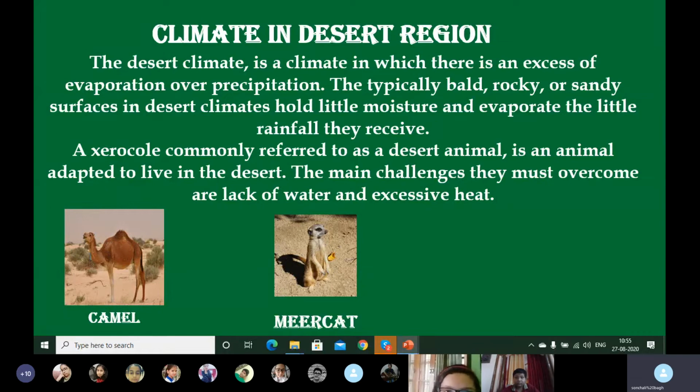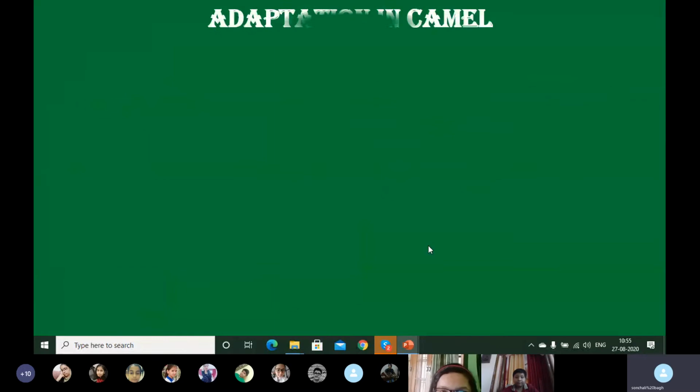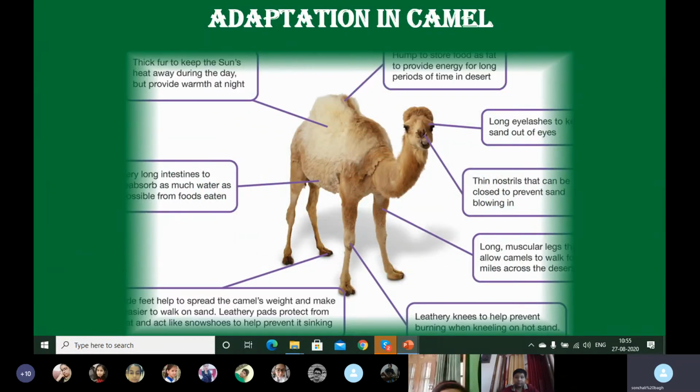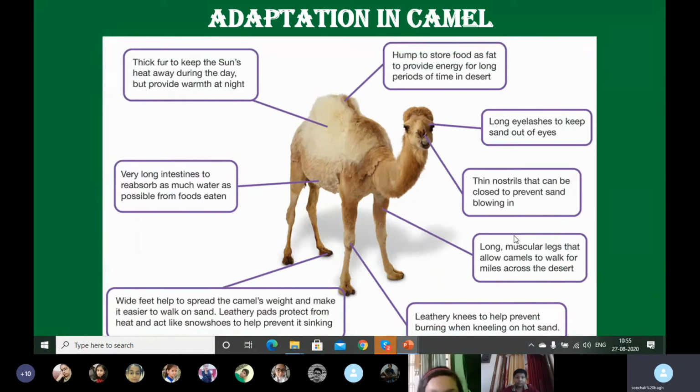Am I clear? Yes or no? Yes, ma'am. Let's see how a camel adapts. All the lines and details have been given. I'm just reading it. If any confusion, please stop me and I'll explain. I've written each and every line with the explanation. I'm reading it for you. Any problem? Yes or no?